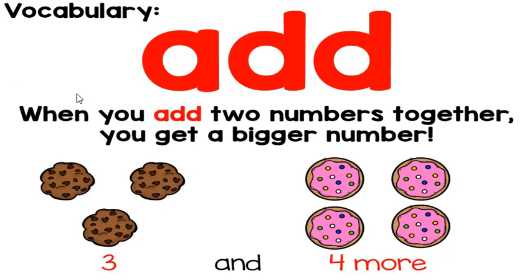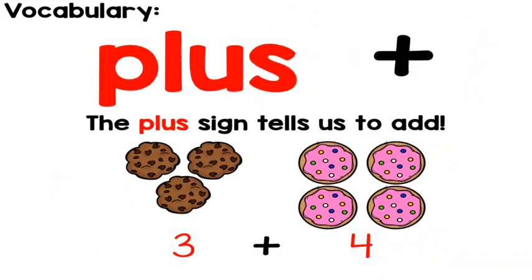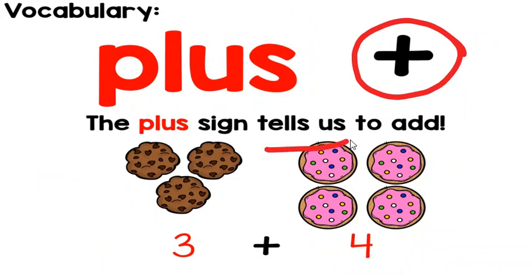So today we're going to do some addition. So let's go over some vocabulary first. The word add means that your number is going to get bigger. It's not going to get smaller, it's going to get bigger. So let me grab my pen and I'm going to make an arrow that goes up because your number should get bigger, okay?